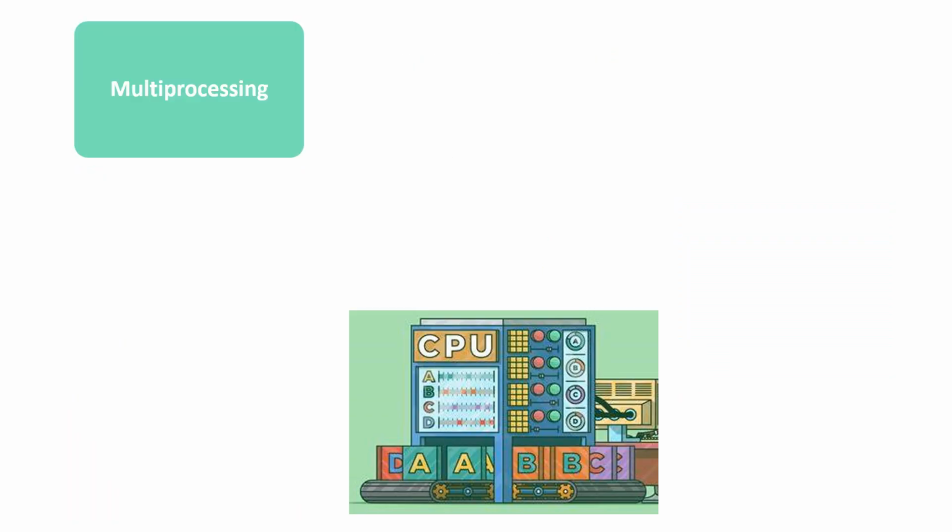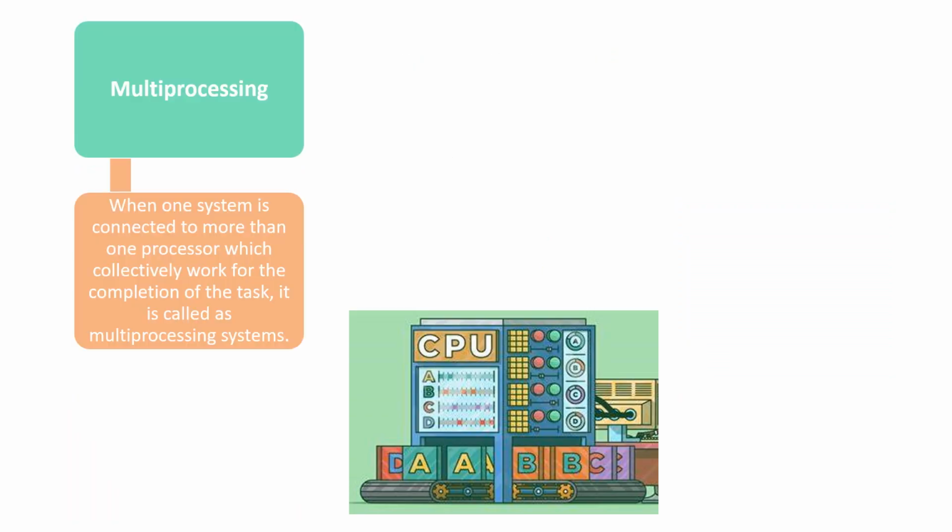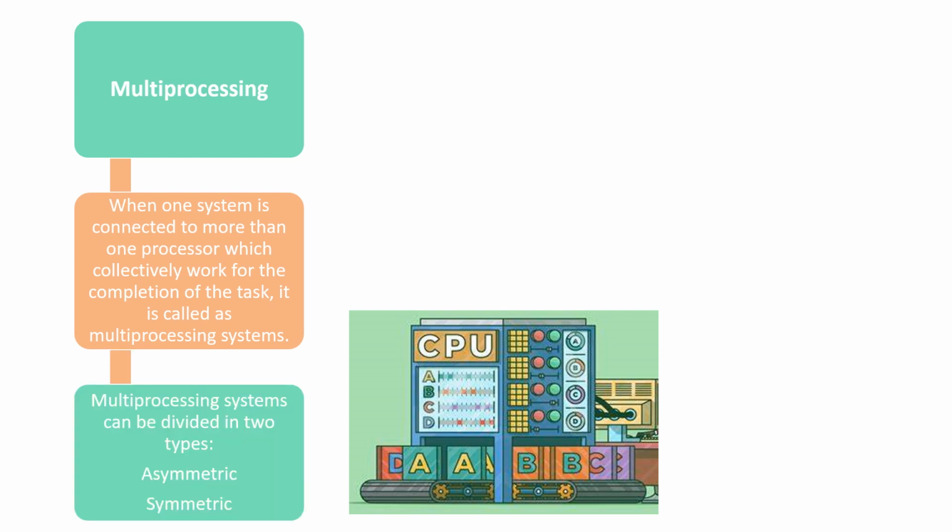Next we can move to the term multiprocessing. When one system is connected to more than one processor, which collectively work for the completion of its task, it is called a multiprocessing system. So more than one processor which collectively does work gives the term multiprocessing.